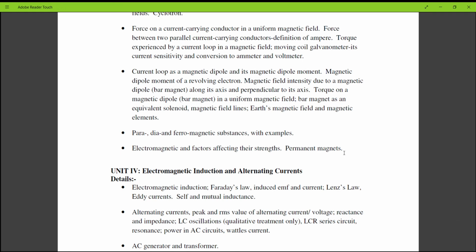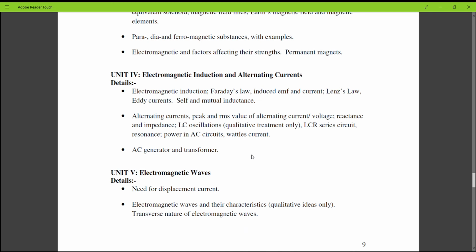Unit 4, Electromagnetic induction and alternating currents. And the subtopics are electromagnetic induction, Faraday's law, induced EMF and current, Lenz's law, eddy currents, self and mutual inductance.